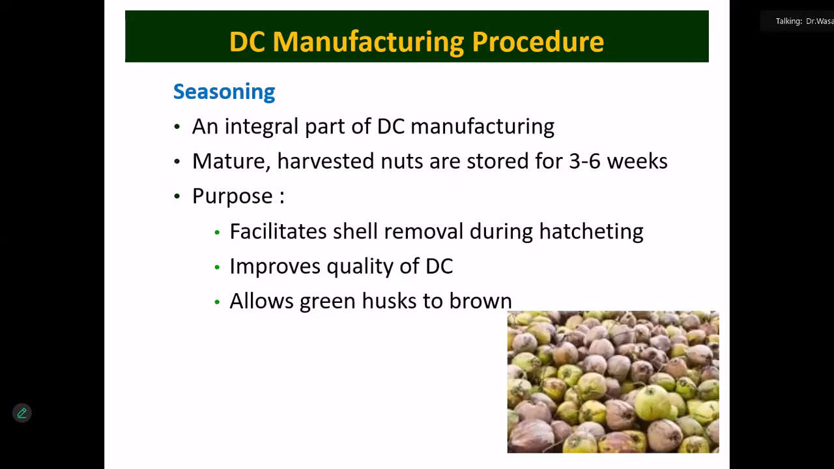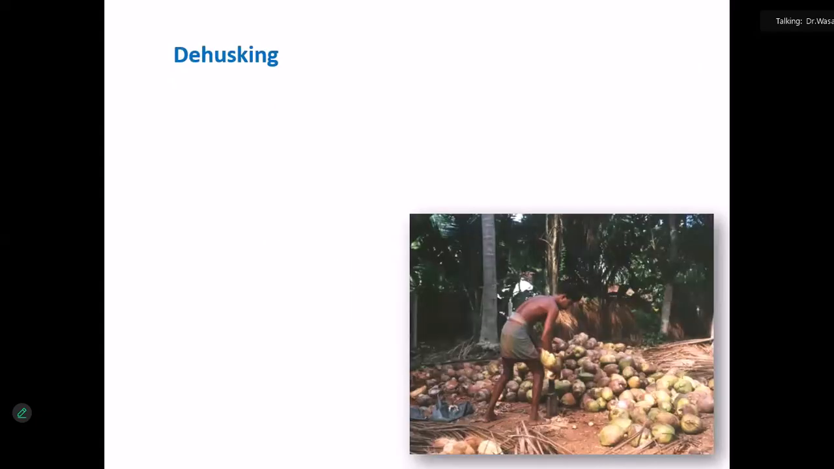The second step after seasoning, we do dehusking. You know, husk means the outer covering, and de means removal. Whenever de comes in before any verb, that means removal. So dehusking means removal of husk.